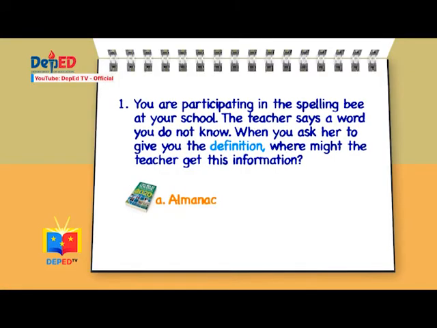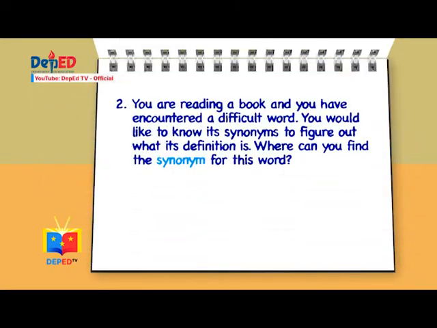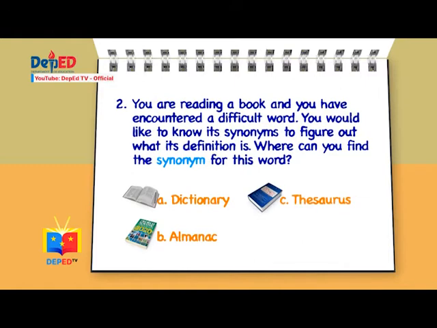A. Almanac. B. Directories. C. Thesaurus. D. Dictionary. Number 2. You are reading a book and you have encountered a difficult word. You would like to know its synonyms to figure out what its definition is. Where can you find the synonym for this word? A. Dictionary. B. Almanac. C. Thesaurus. D. Encyclopedia.